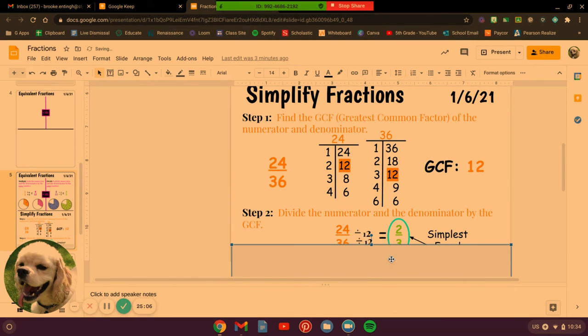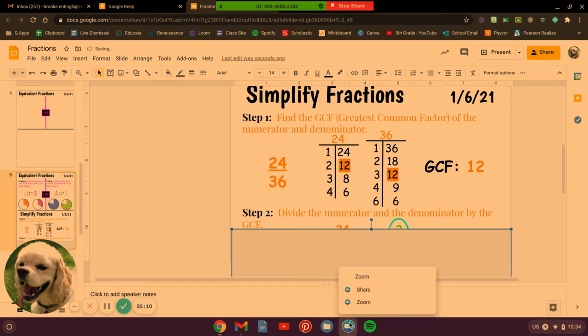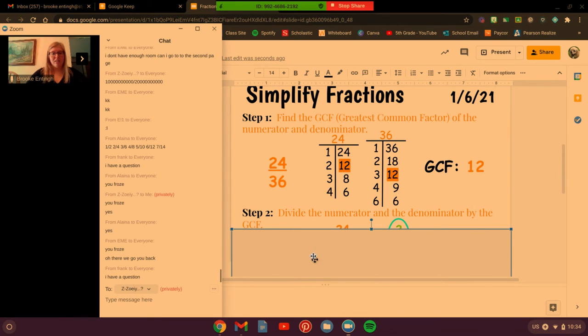Now, once we find the greatest common factor, fifth grade, our last and final step is to divide the numerator and the denominator by the greatest common factor. So we would take the 24 and divide that by 12. Remember, whatever we do to the top, we have to do to the bottom. So we take 24 divided by 12 and 36 divided by 12 to get our simplest form, the smallest form for this fraction without changing its value.